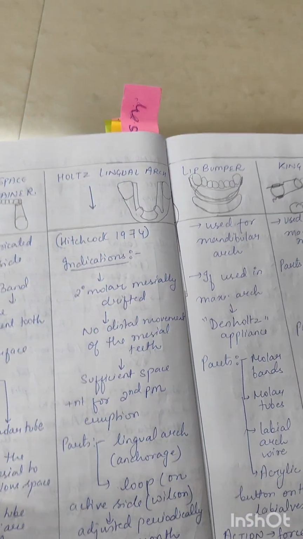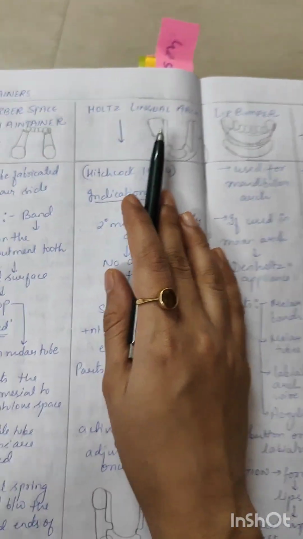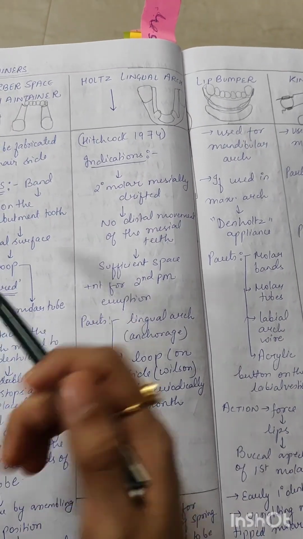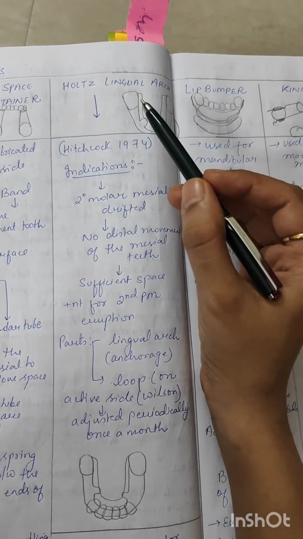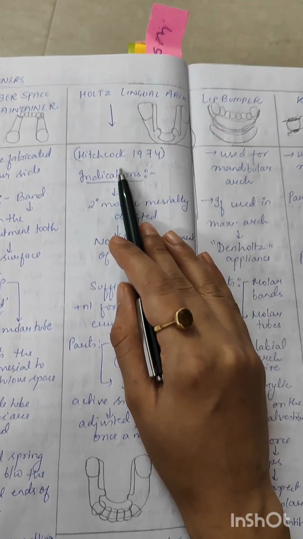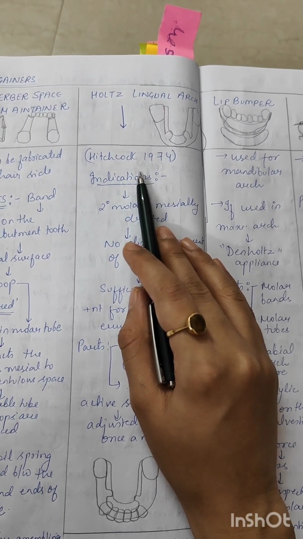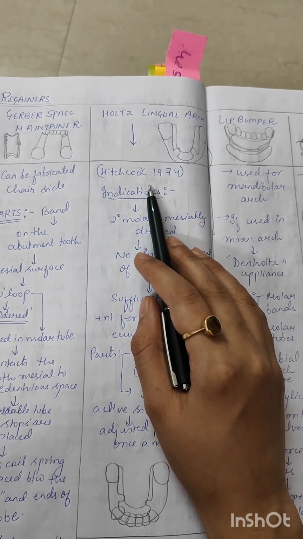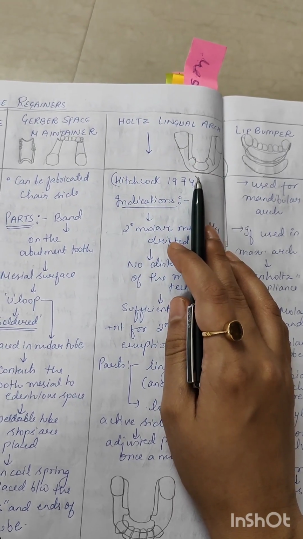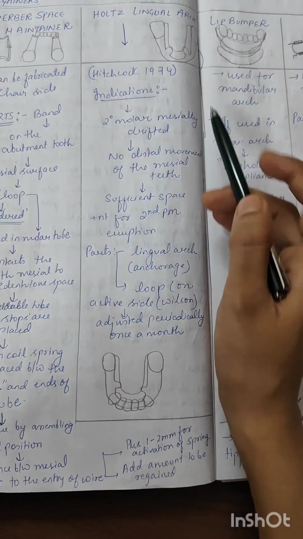Okay. Now next is the Holt's lingual arch. We have studied in our space maintainers the lingual arch space maintainer. Its modification, when the Wilson loops are added, is known as Holt's lingual arch. It was given by Hitchcock in 1974. You remember Hitchcock has given classifications of space maintainers. So Hitchcock only, in 1974, gave the Holt's lingual arch.